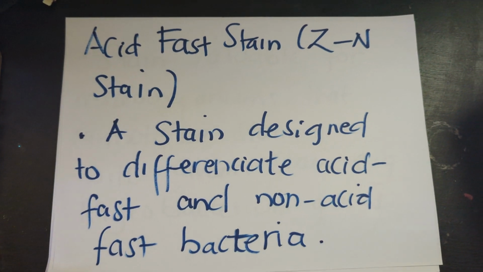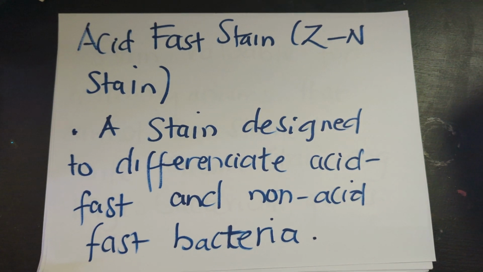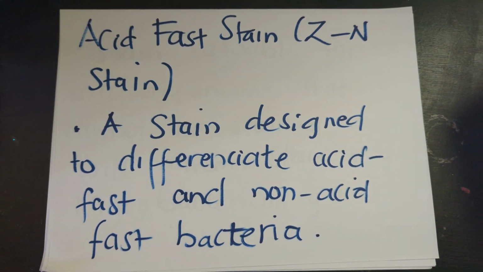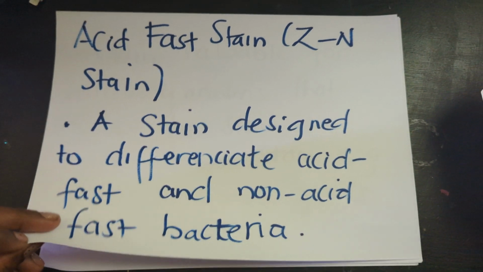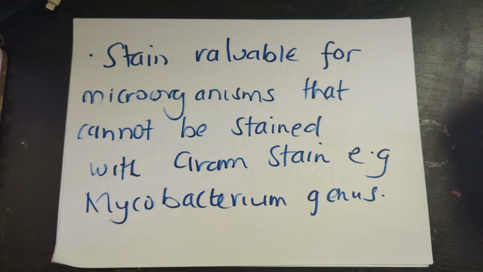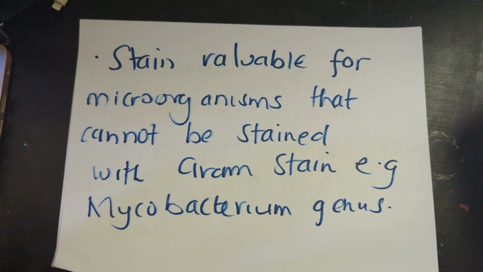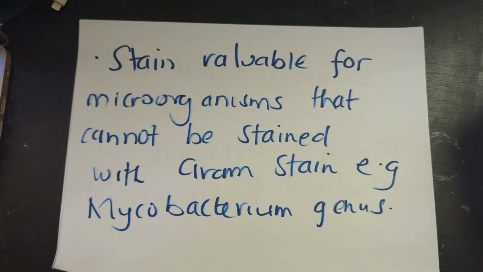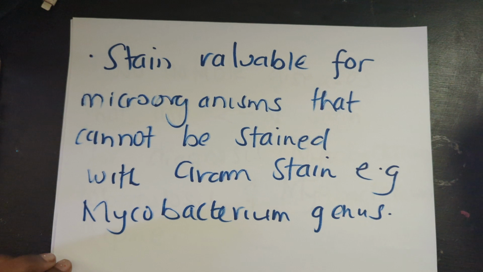Okay, so we can move on to the ZN stain. As my view shows, this is a stain designed to differentiate acid-fast and non-acid-fast bacteria. This stain is valuable because we're able to stain bacteria that are resistant to the gram stain. So this would include the Mycobacterium genus.